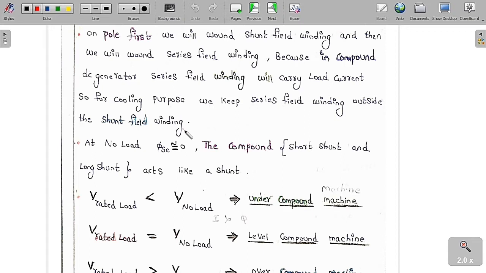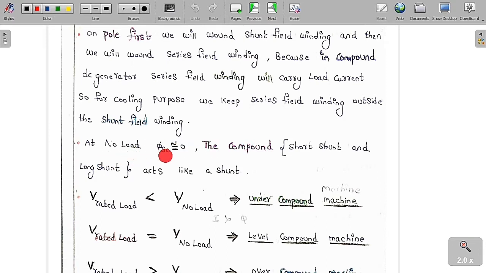You can see clearly that in a compound DC generator, the series field winding will carry the load current. On a pole, first we wind the shunt field winding, and over that we wind the series field winding, because the series field winding carries the load current, which is very high. So for easy cooling we keep the series field winding outside the shunt field winding.